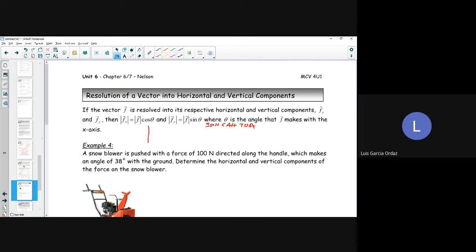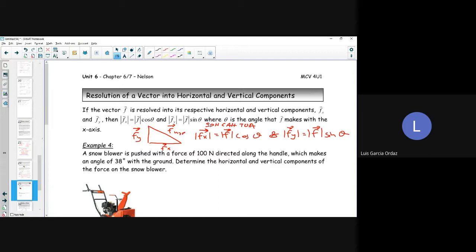So let me draw a right angle triangle. I got my vector Fx, vector Fy, and this is my vector of my hypotenuse. Okay? As we can see here, if we just use basic SOHCAHTOA, I know the vector Fx is equal to vector F times cos of theta, and vector Fy is equal to vector F times sine theta. So again, basic SOHCAHTOA, basic geometry, basic trigonometry.